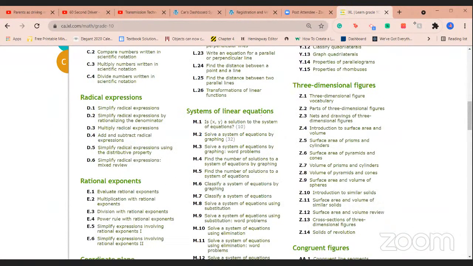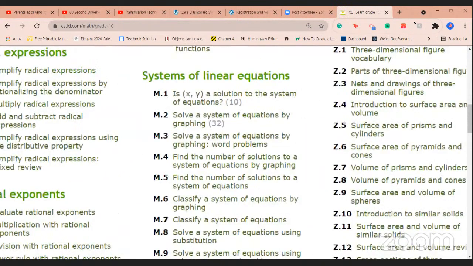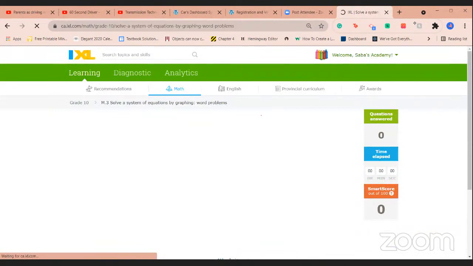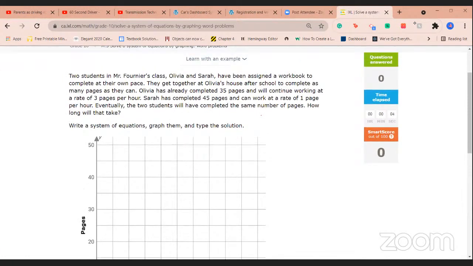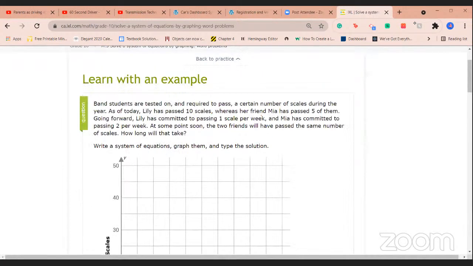Let's do a little word problems. Ready? Okay. So let's do one word problem together. So let's learn with an example actually, okay? And then we'll do one together. So band students are tested on and required to pass a certain number of scales during the year. As of today, Lily has passed 10 scales, whereas her friend Mia has passed 5 of them.